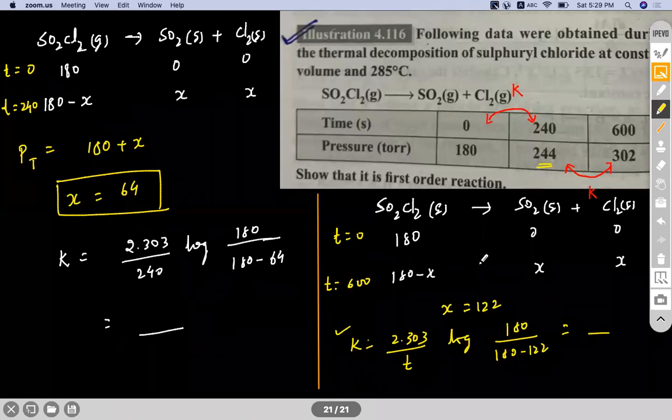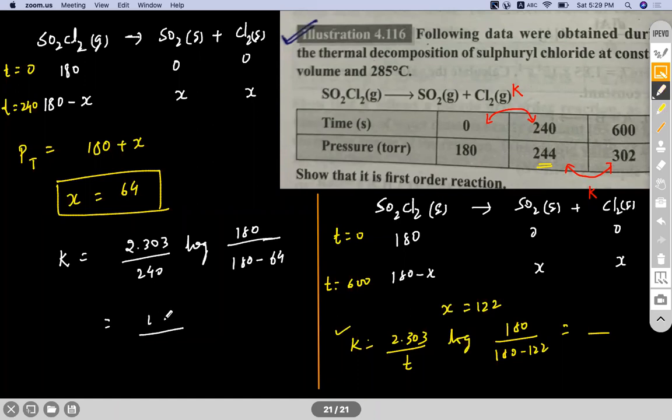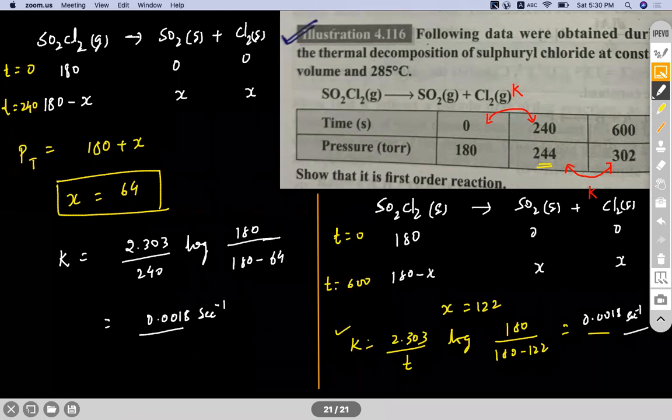The value of K you will get here is 0.0018 per second. Is this the right answer? You're getting this? Second inverse? Yes? This is the answer you get. Any doubt in this? Yes.